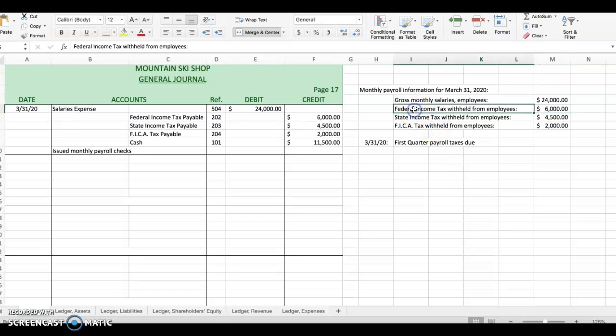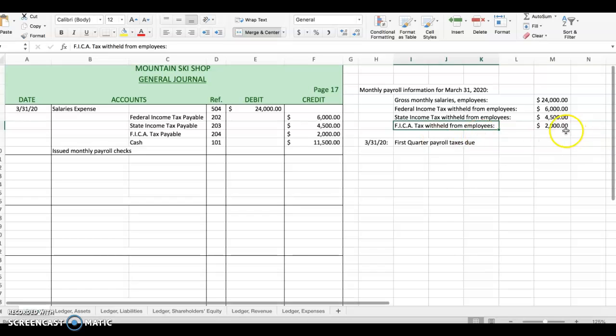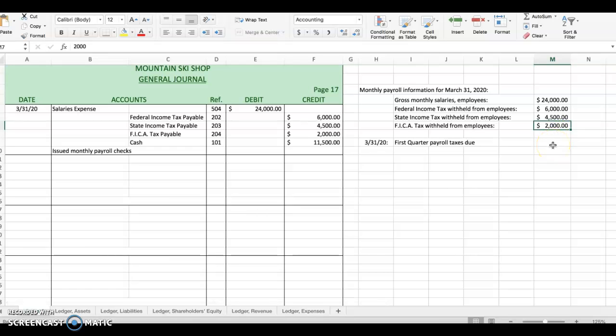So for federal income tax, we withheld $6,000. For state income tax, for the employees, we withheld from their paychecks $4,500, and FICA tax was withheld as well. FICA, as you should know by now, consists of deductions for Social Security and for Medicare, totaling $2,000. So these are the deductions, and you see them journalized over on the left.